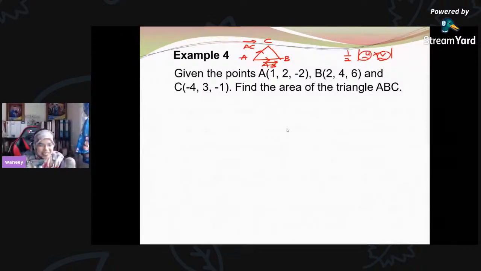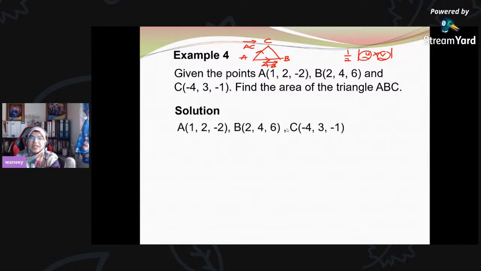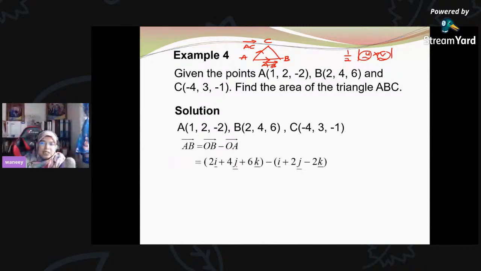Okay, so let us find out what is A until B, or direction vector AB. Direction vector AB is always the one at the back minus the one in front. So it's supposed to be OB minus OA. So B is 2, 4, 6 minus 1, 2, negative 2. So 2i plus 4j plus 6k minus i plus 2j minus 2k. So you're going to minus i with i, j with j, k with k. So AB is equal to i plus 2j plus 8k.